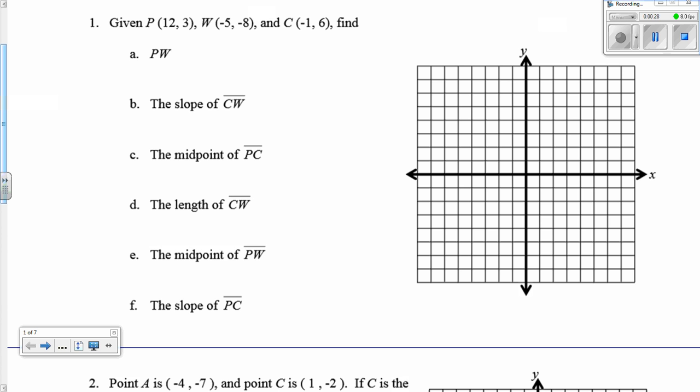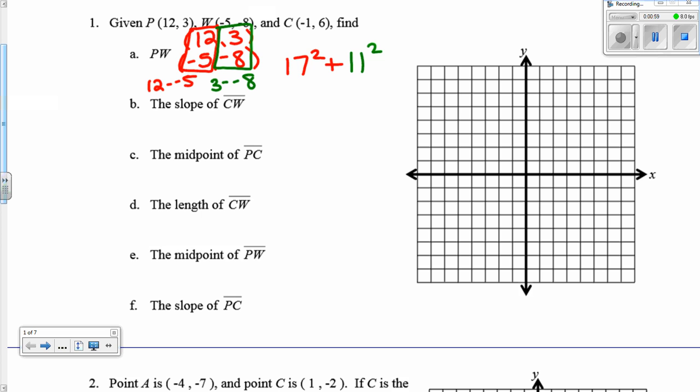So PW, first I want to figure out the distance. I'm going to write down my points. I want to find the distance between the x values. So 12 minus negative 5. So that's a distance of 17. So I have 17 squared plus the distance between 3 and negative 8. 3 minus negative 8. That's 11. So 11 squared.